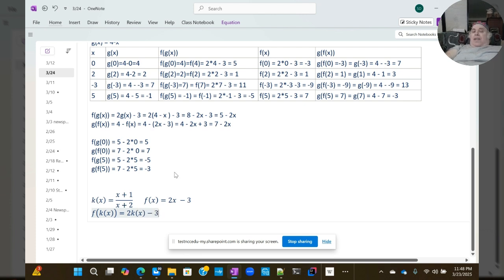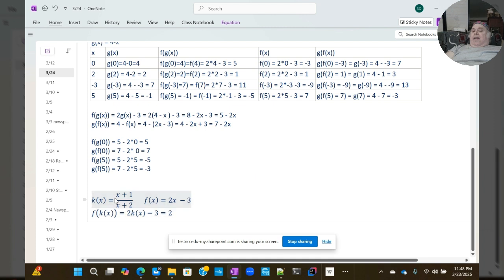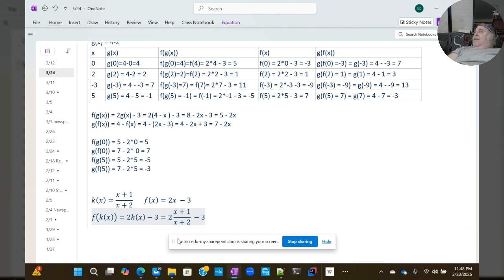Minus 3. But what is 2k of x minus 3 going to be? Okay, that's going to be 2 times this formula. Now, students often have trouble when mixing integers and fractions, and there's a trick to that. So this becomes 2 times that minus 3.